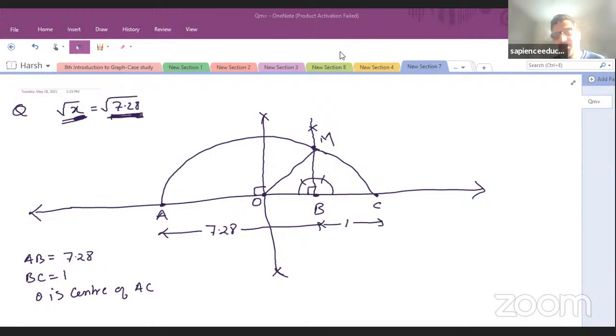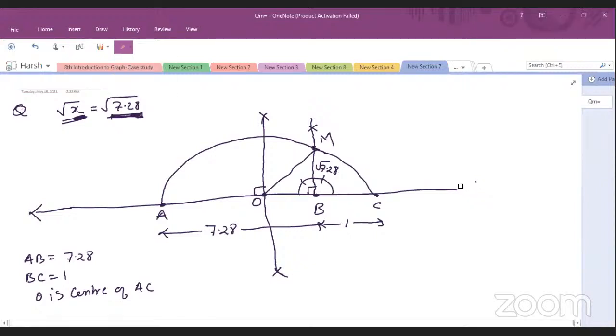Okay. Yes, Mohit, tell me. BM is equal to under root 7.28. Can you prove this for other students? I know you can prove it. Let's prove it for the other students, at least they will understand. Yes, sir.